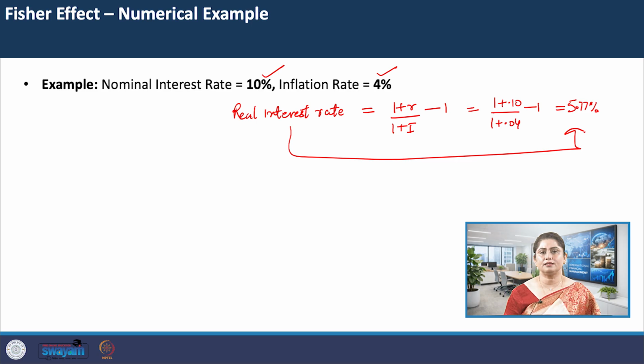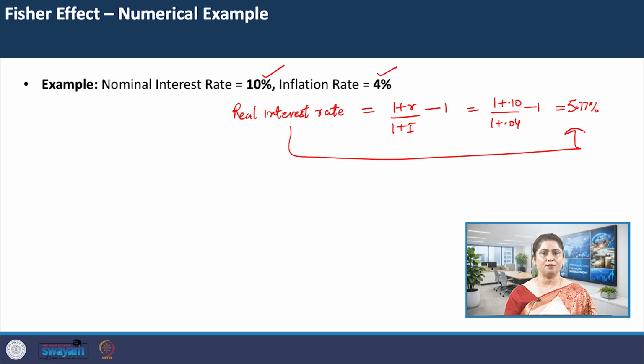Now what does this tell us? It tells us that even though the nominal rate appears to be 10%, the investor's purchasing power, the ability to buy real goods and services, is only growing by 5.77% per year. The remaining approximately 4.23% of the nominal return is simply offsetting inflation. It is not real gain, it is an illusion of gain.